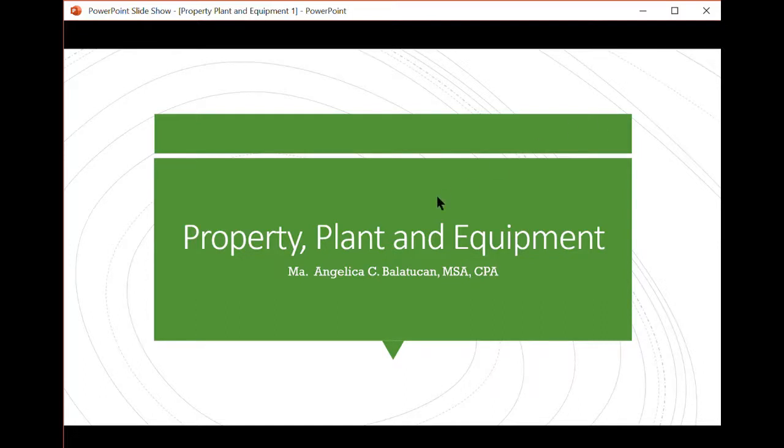Okay, so for today, we will be talking about the introduction to property, plant, and equipment. In this lesson, it will deal with the definitions of the major types of property, plant, and equipment items, and also the cost, how to compute the cost of the PPE, and also the modes of acquisition. So how do we acquire property, plant, and equipment?